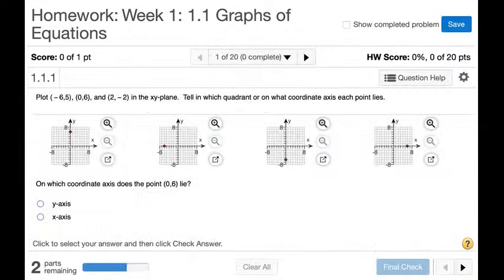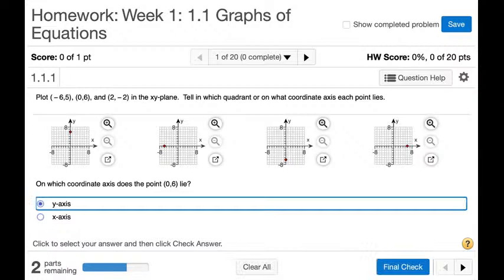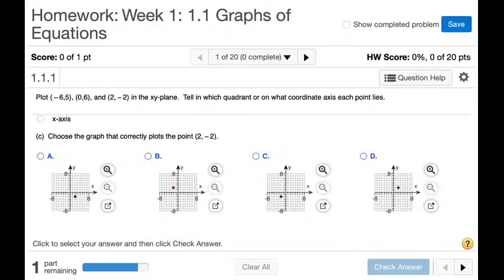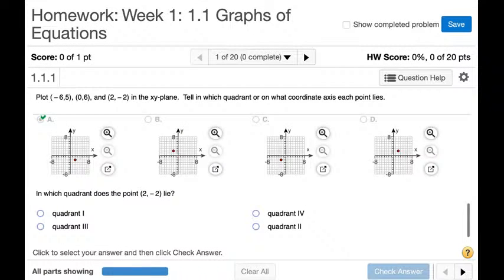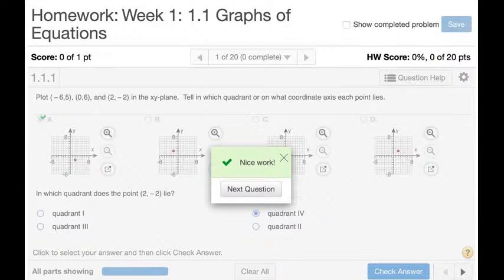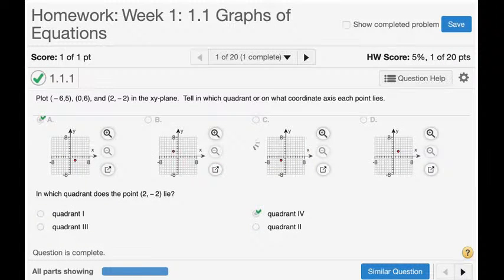Y-axis. So right 2 and down 2 is quadrant 4. That's A. Let's read this one, quadrant 4. I think we're okay for now.